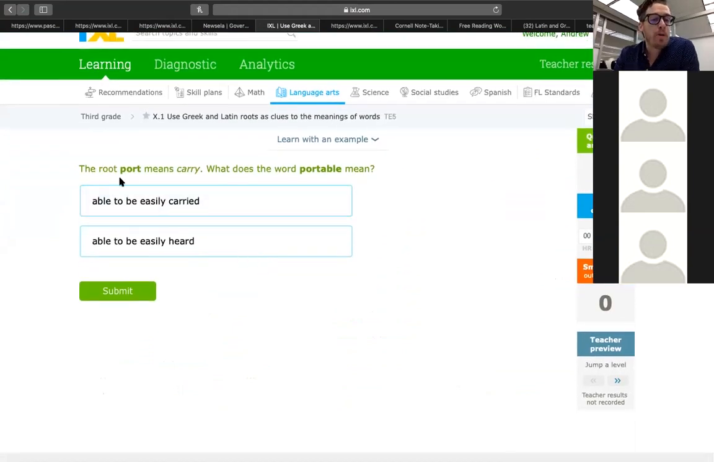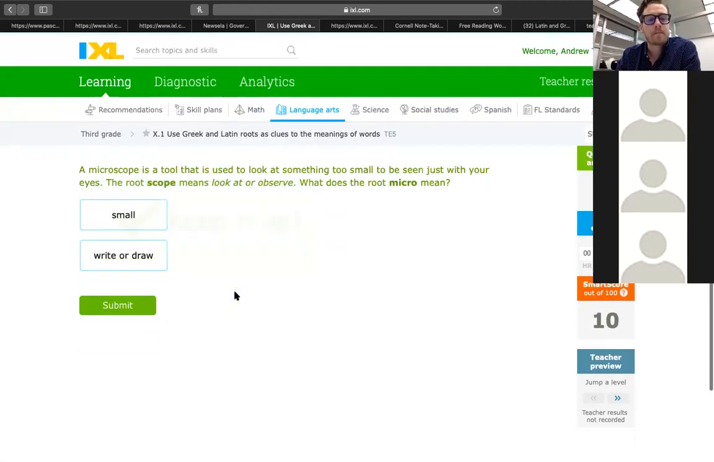Okay, so the root port means carry, right? What does the word portable mean? Able to be carried. The first one. Yeah, so it does mean carry, all right?